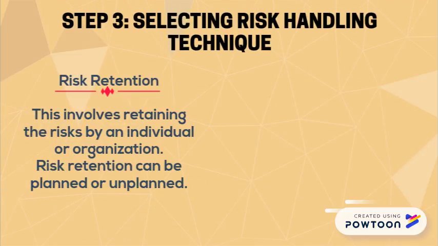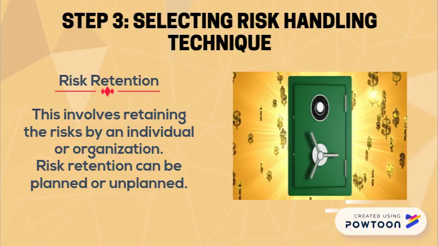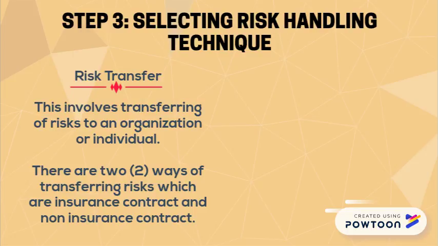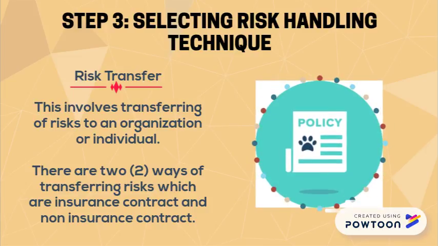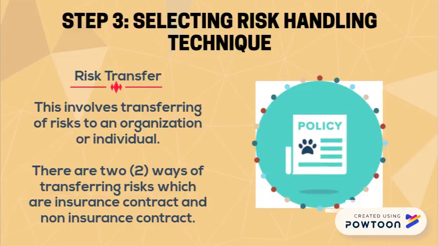The third technique, which is risk retention, involves retaining the risk by an individual or organization. Risk retention can be planned or unplanned. This is the fourth technique, which is risk transfer. This is when you transfer your risk to an organization or individual. There are 2 ways in which risk transfer can take place, which is through an insurance contract or a non-insurance contract.